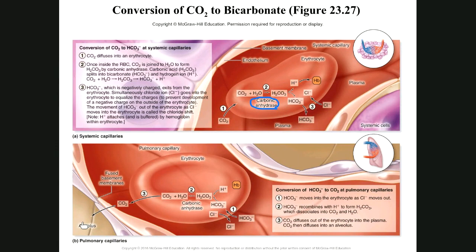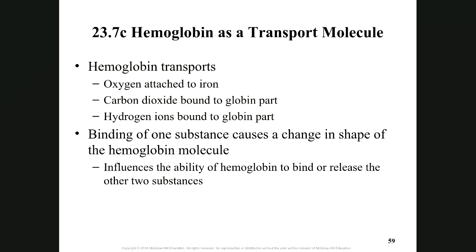This is how carbon dioxide is transported in our blood, in systemic capillaries and pulmonary capillaries. And the hemoglobin can transport different molecules. One of them is oxygen. The oxygen can attach to iron. Another is carbon dioxide, which is attached to the globin part, and the other one is the hydrogen ion, which is the result of the splitting of carbonic acid. It can attach to the globin part. Binding of one substance causes a change in the shape of the hemoglobin molecule, and it can influence the hemoglobin to bind or release the other two substances. So it's very important to know.